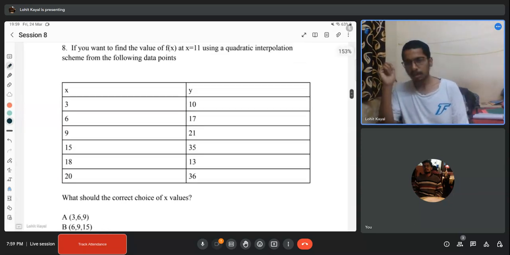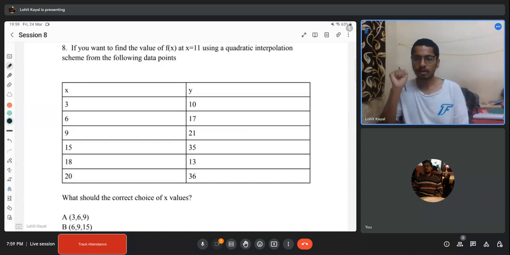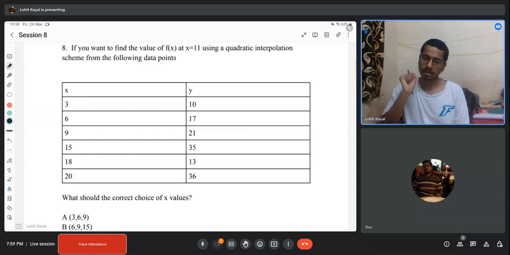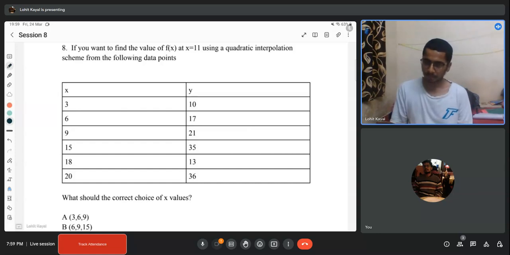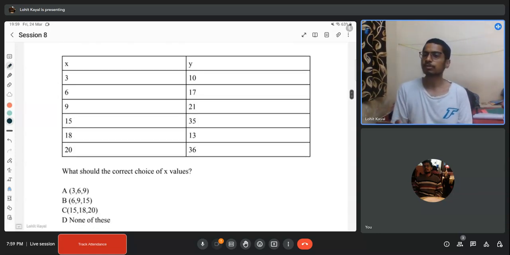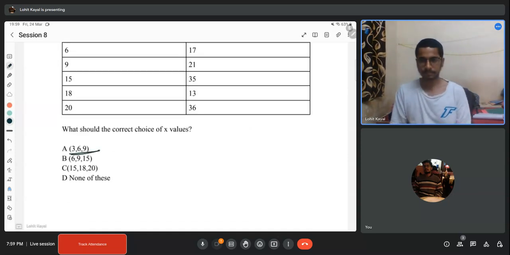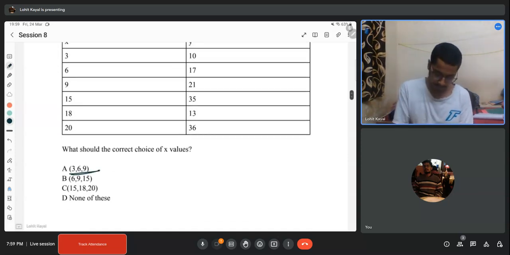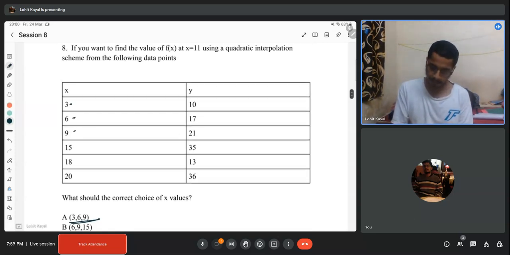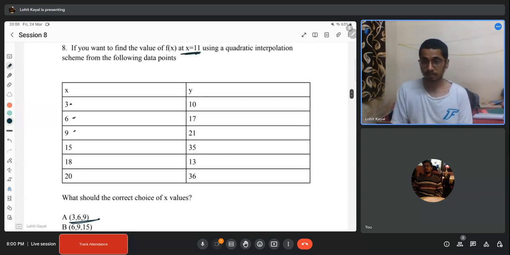So here you need to first think about what the order of the polynomial is. The question says that it is a quadratic polynomial. That means you need 3 data points, so you need a total of 3 data points, and what should be a proper choice? So let's go part by part. The one choice is 3, 6, 9. But here you need to find the value at 11.